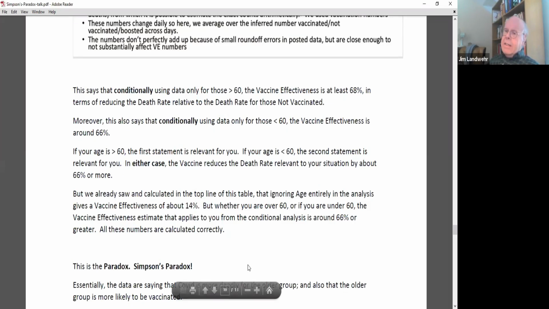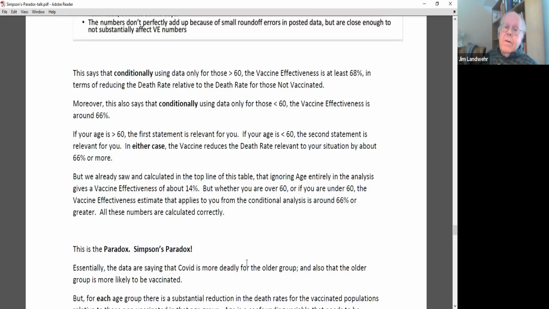This is Simpson's paradox, in a situation that actually caused quite a bit of press when this came out, not this specific blog example, but this type of data and these results. So it does seem like a paradox. If you're over 60, the vaccine effectiveness is about 65% or higher. If you're less than 60, the vaccine effectiveness is about 65% or higher. So that's what it is, looking at that data. But if you ignore age, you come up with a result of only 14% effectiveness.